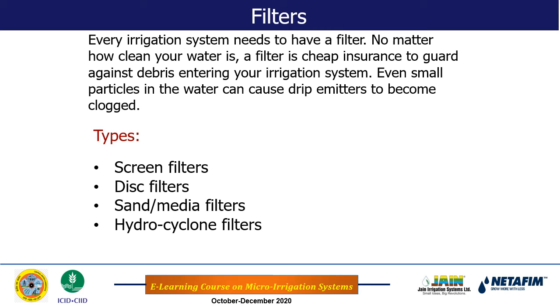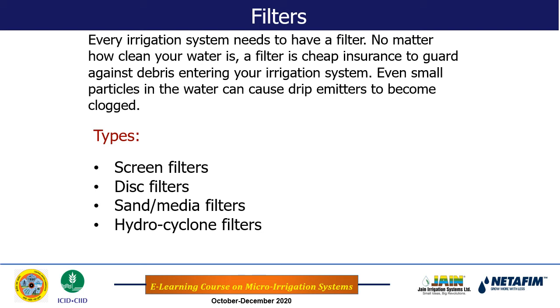There are different types of filters: screen filter, disc filter, sand or media filters, and hydrocyclone filter. Out of these, screen filters and disc filters are considered the primary filters, and one of these must be used even if we are using distilled water for irrigation. It is not necessary that both should be used, only one of them, because they have the same function, only the filter element is different.